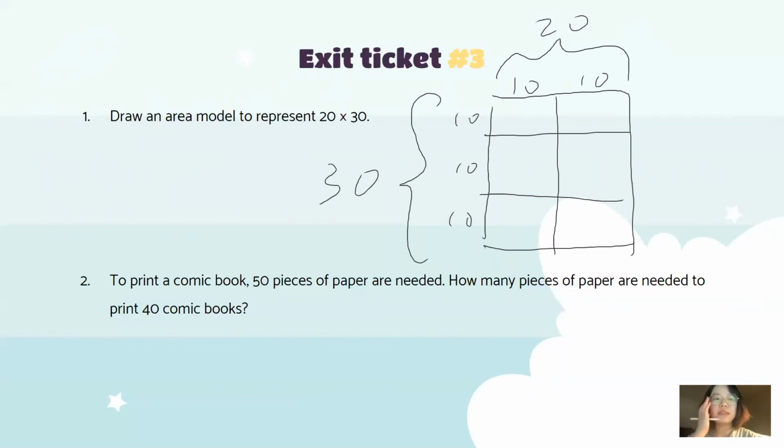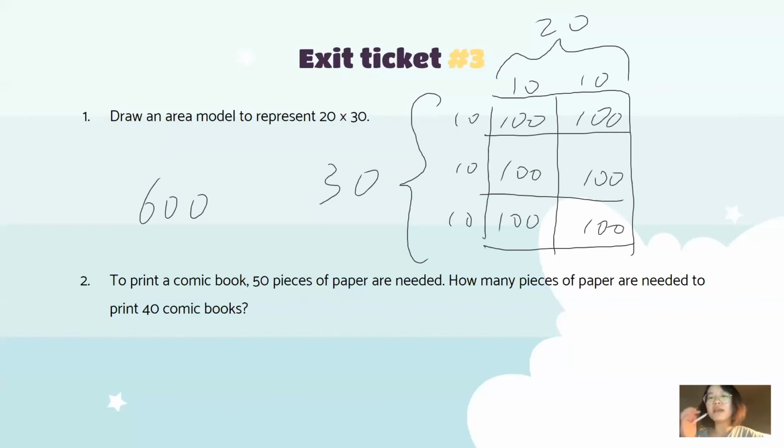So what is the area of one square? That is 10 times 10, or 100, right? And we have 100, 100, 100, 100, 100. And how many do we have? 1, 2, 3, 4, 5, 6. We have 600.